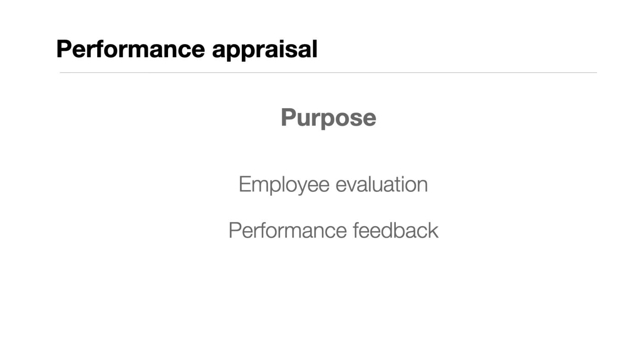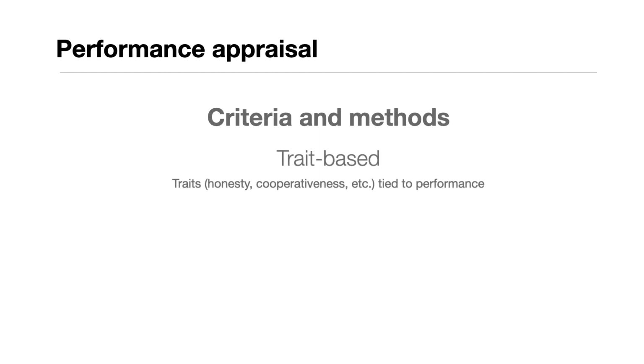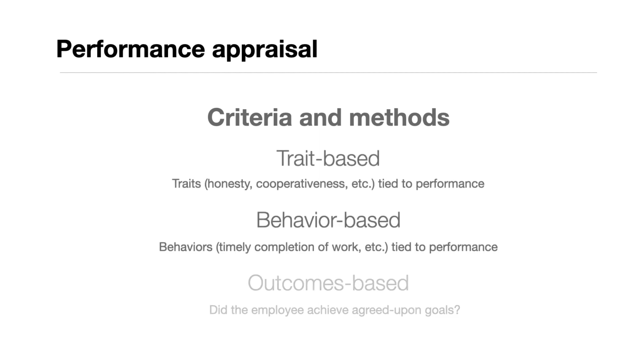Performance feedback aims to connect employees' performance to organizational expectations. It also identifies performance improvement and skills development needs. You'll read about 3 criteria and methods typically used to evaluate employees. Those are trait-based, behavior-based, and outcomes-based.